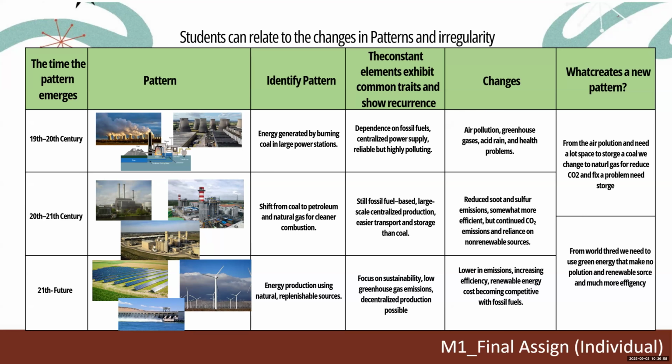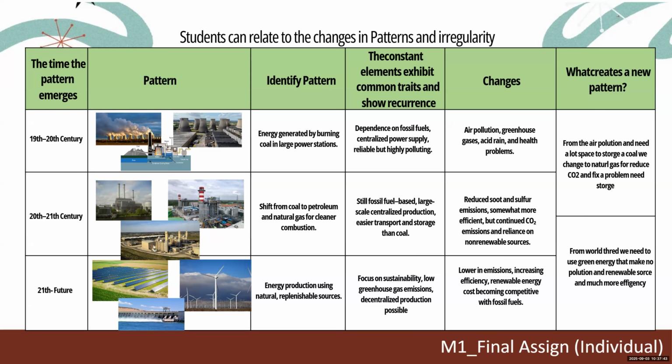And the last one is 21 century to the future. The world focus is on green energy and sustainability. It makes no CO2 and no greenhouse gas. It uses natural energy to make electricity, like solar cell, windmill, and dam. Dam just uses water. This method has increasing efficiency, renewable energy, and a lower cost than using coal or gas.